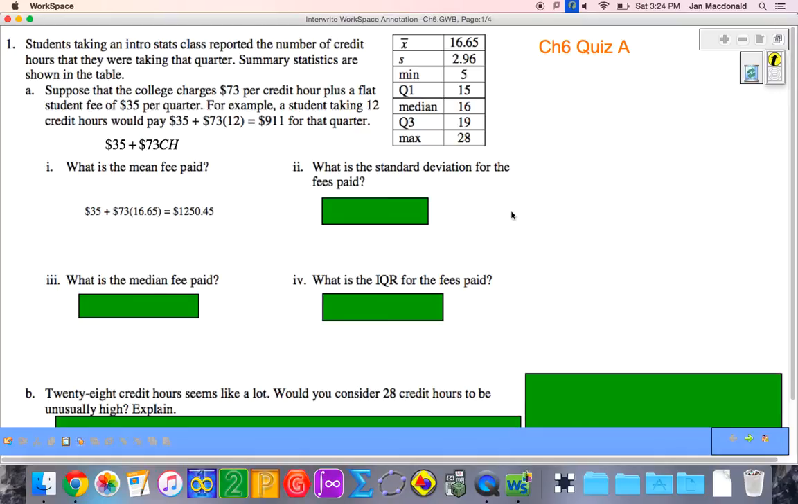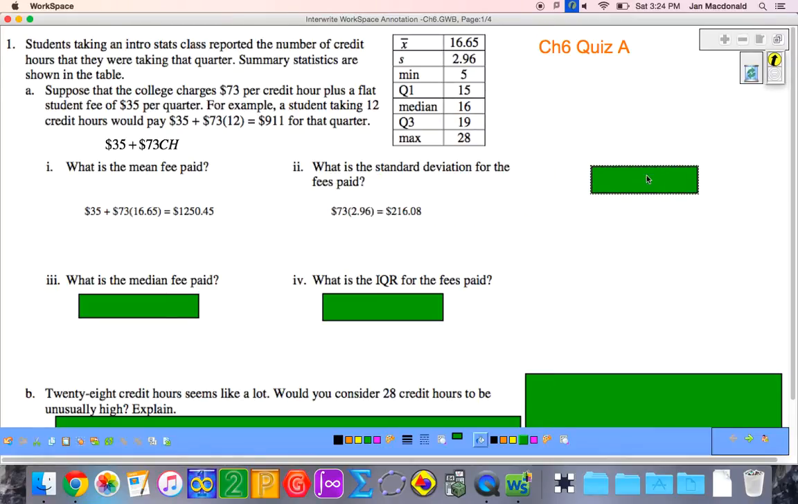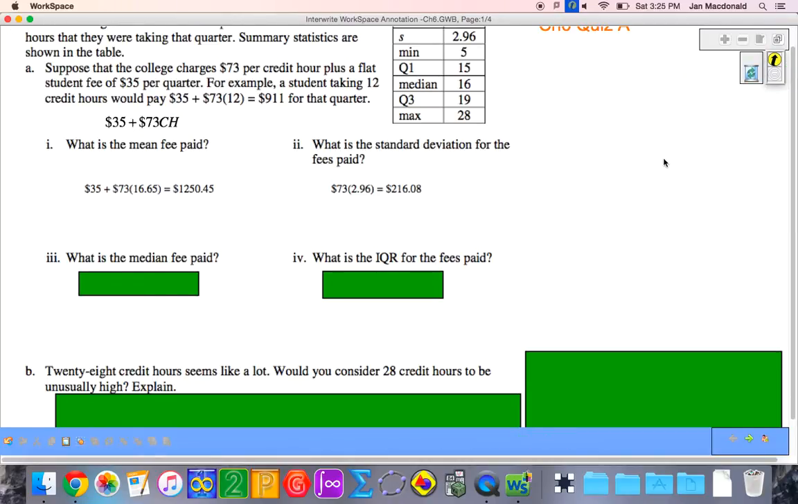Standard deviation is a measure of spread and therefore is unaffected by the addition. So in order to find the standard deviation, we would take the current standard deviation, 2.96, and multiply it by 73. That would give us a total of $216.08.